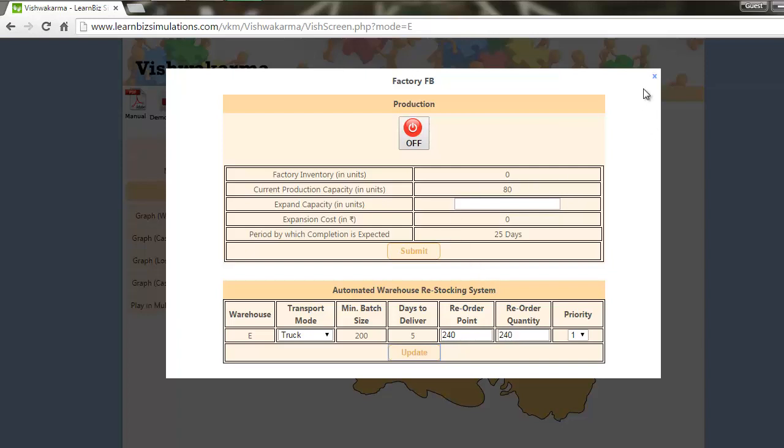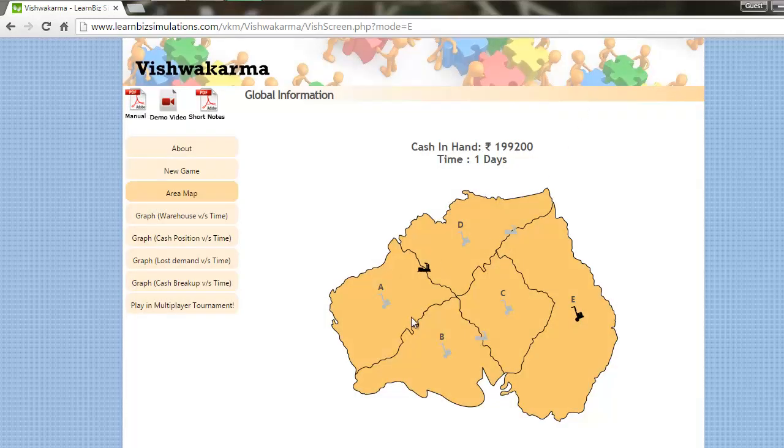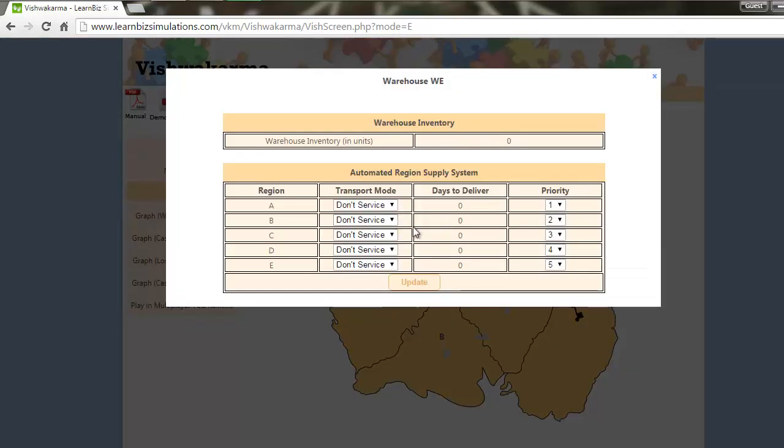Having chosen the truck as mode of transport from factory to warehouse, the dispatched materials should reach warehouse E at the end of the 8th day, as the transportation time is 5 days. Similarly, materials dispatched on the 6th day and 9th day will reach warehouse E at the end of the 11th and 14th day respectively. Now let us move into the warehouse.